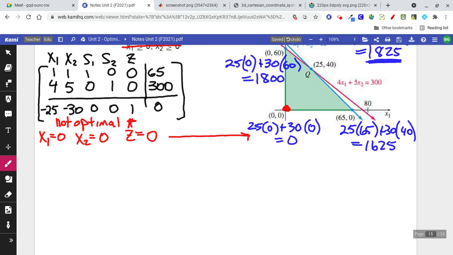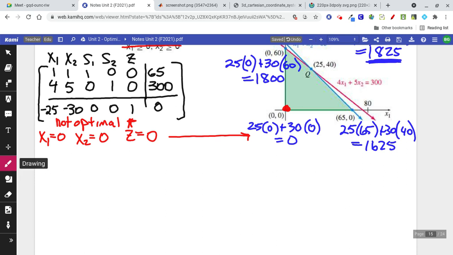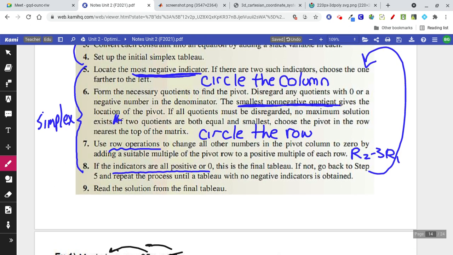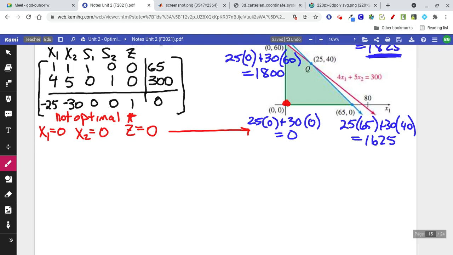Because this is not optimal, and how you recognize that is from those negative numbers on the bottom. When I see negative numbers on the bottom, I know I'm not finished. And so those steps, if you go back to those steps, number 5 said locate the most negative indicator. So the most negative indicator is negative 30. Circle that column. Now I see some students getting lazy and don't want to circle the column, but trust me, do it. Circle that column, don't be lazy.